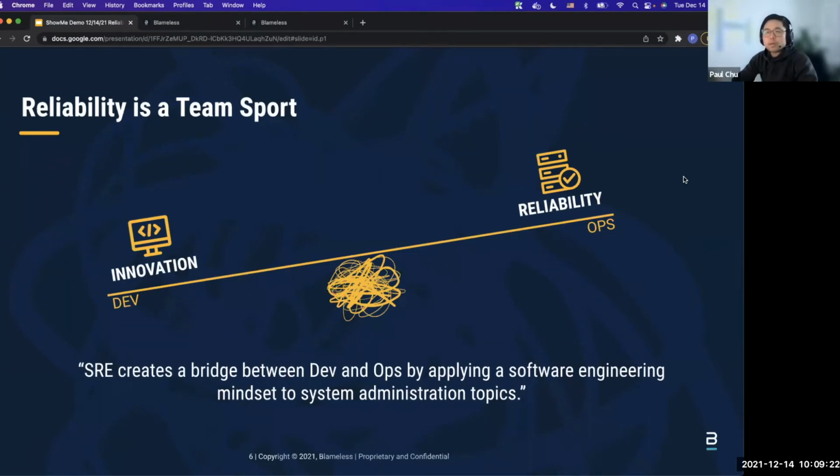But with this new or growing SRE function at a lot of organizations, they're sitting in the middle, right? They're teeter-tottering between both sides, trying to balance it so that we can deploy new code in a timely fashion, but also making sure that our services are performing at the level we're setting as the expectation for our customers.